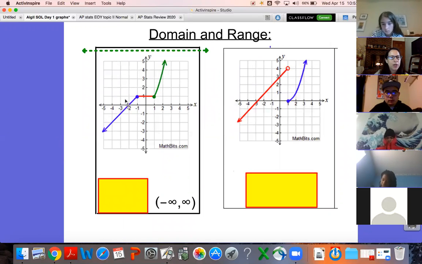Domains and ranges. Okay, so for this graph, you're going to notice some of these graphs are the exact same graphs that we've been using all throughout. If I follow this arrow, I'm going infinitely to the left. And if I follow this arrow, I'm going infinitely to the right. So this is my domain. It goes forever left.